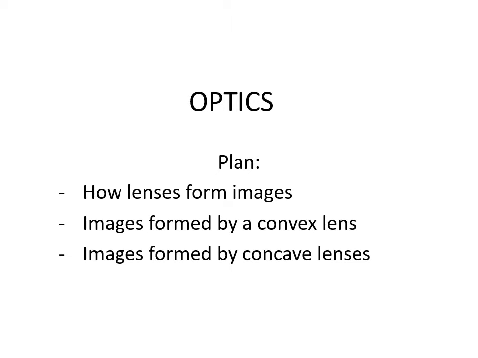Before we move ahead, I remember we have covered a lot on this topic. We started with reflection and refraction. We equally did total internal reflection. And then last week we did applications of total internal reflection. Today we are going to look at how images are formed by lenses. I remember we learned of the types of lenses: the convex lens and the concave lens.